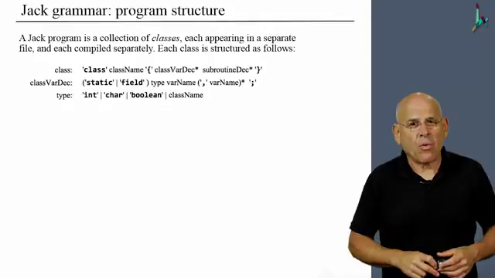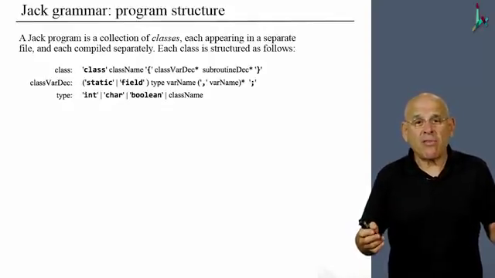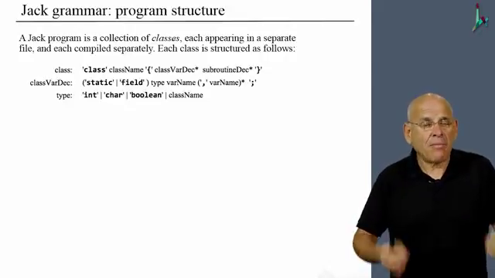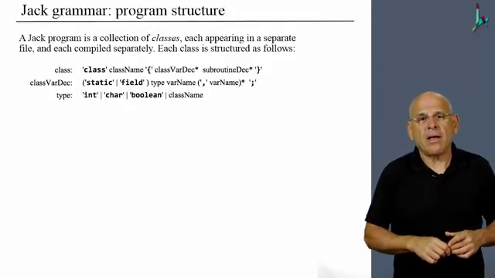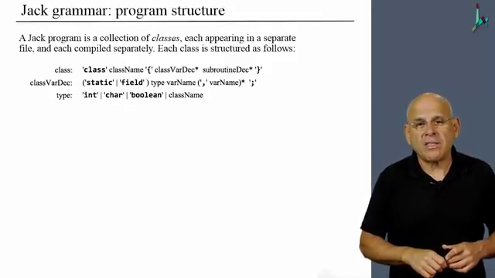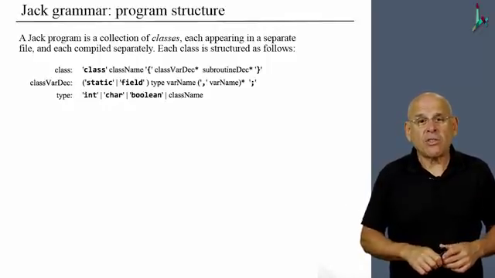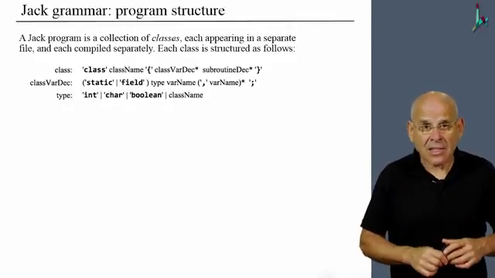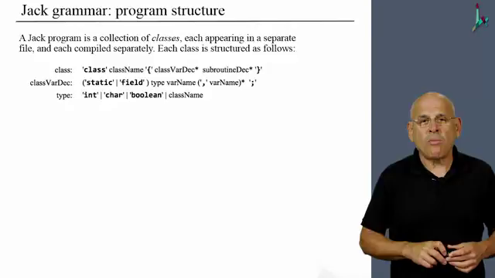Then we have a type. What is a type? Well, in Jack, there are only 3 primitive types: int, char, and boolean. In Java, there are 8 types, so it's just a matter of a few more keywords. And because Jack is an object-oriented language, another possibility for a type is the name of a class. So a class type is also permissible.